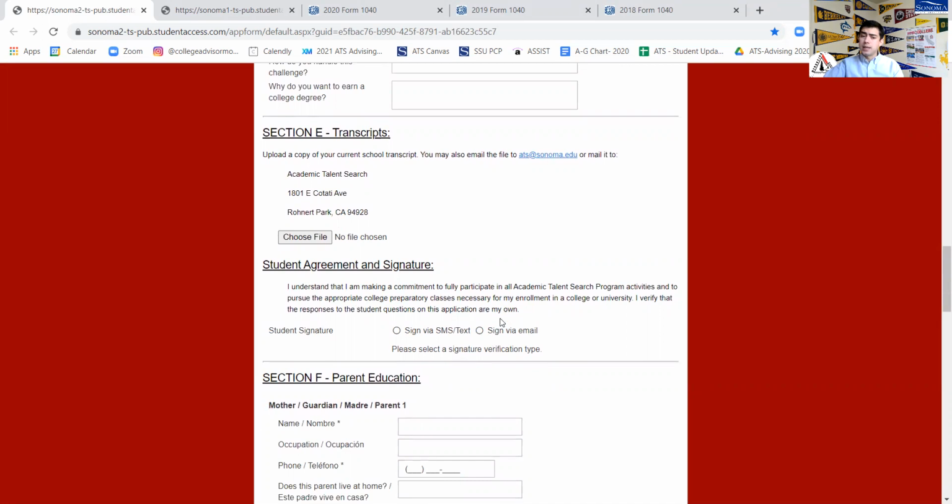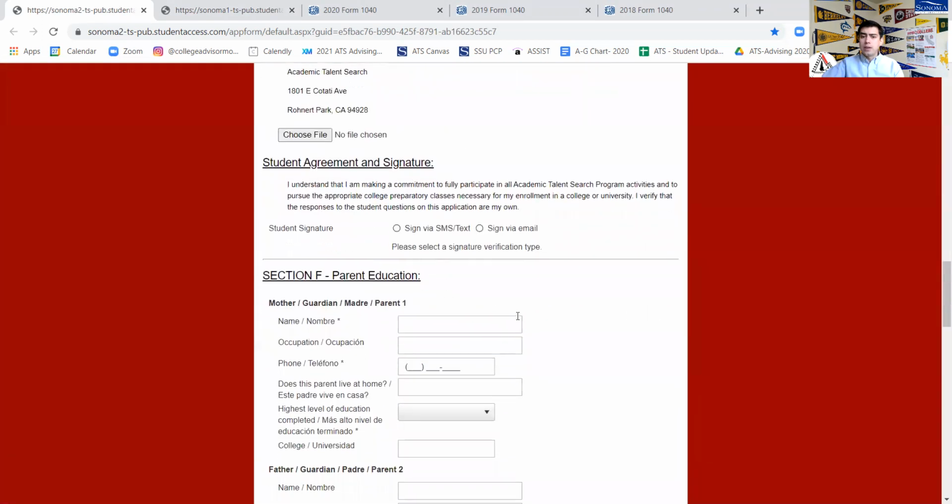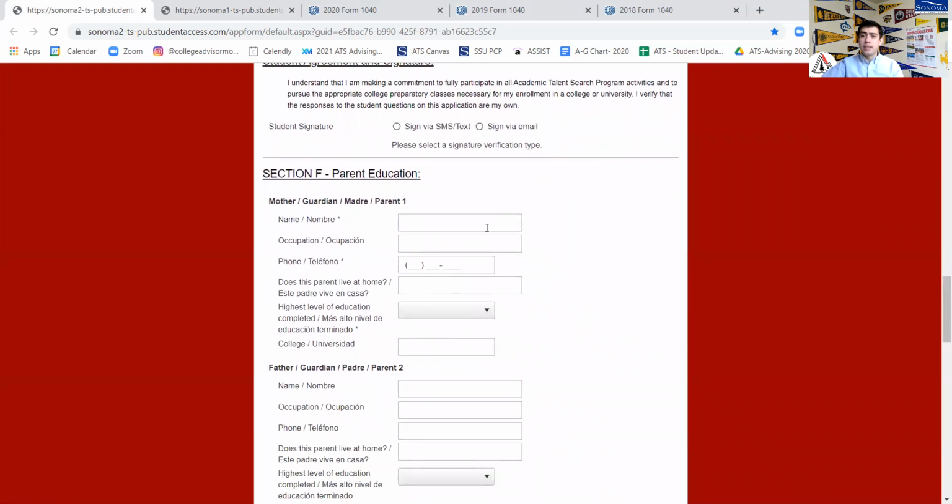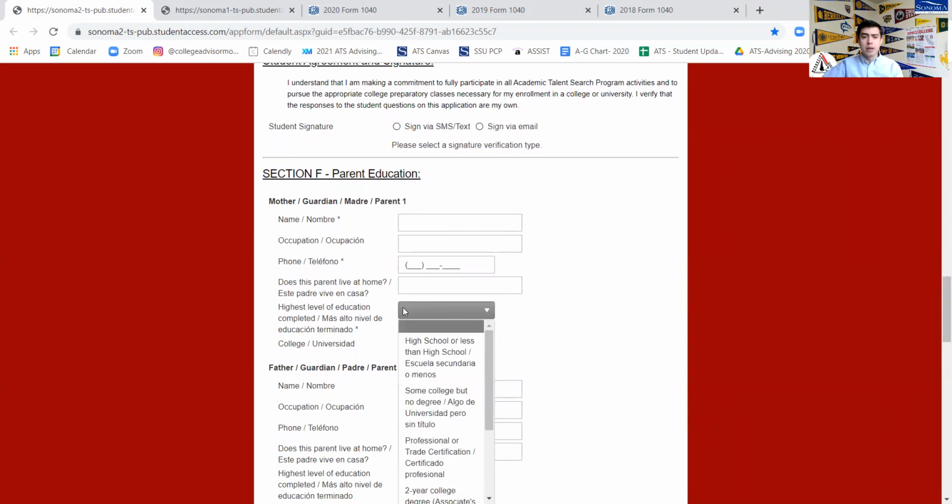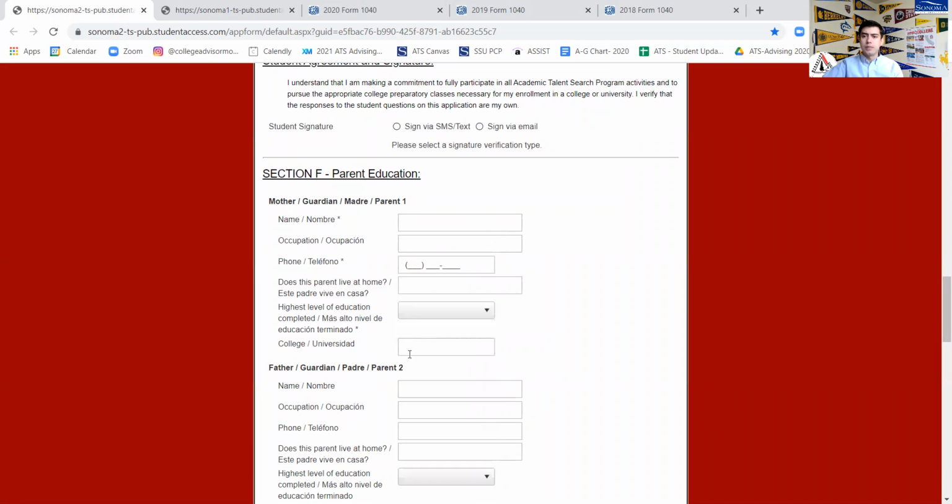There's two options, a way to sign digitally. They can sign via email or they can sign via text. They put their phone number, they'll get a text where they will sign. And then here's the parent information. We will need the parent's name, the occupation, telephone number, if the parent lives at home. This says parent and guardian, so depending on the student situation, I want to clarify that. And then we want to know the parent or guardian's education level. What was the highest education level completed? If they went to college, what was that college?